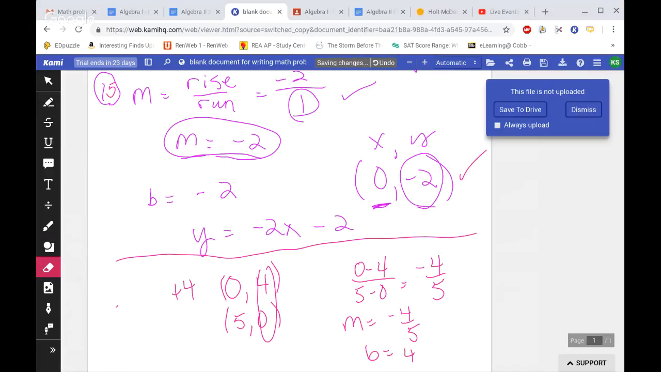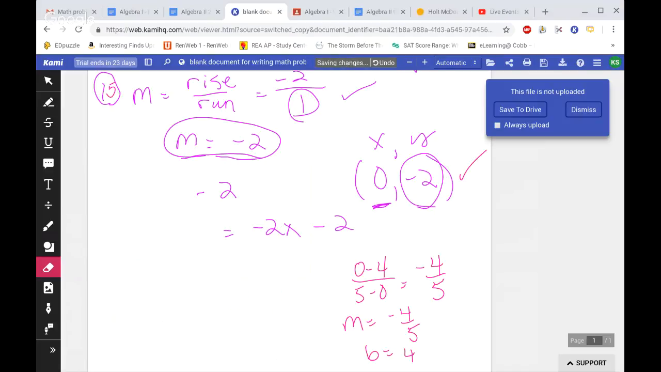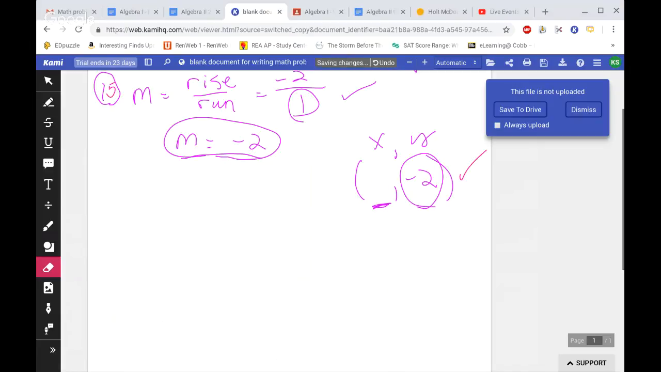So for number 19, do I have a volunteer that's willing to count the rise for me? Does anybody know how to count the rise? You're going to count how far you have to go up or down to get to the next point. So you've got 2 points highlighted in here. So how far? Is it 4? It is 4. Good job. So the rise is 4. What is the run?